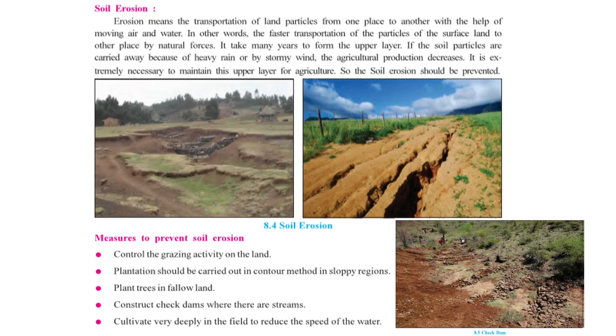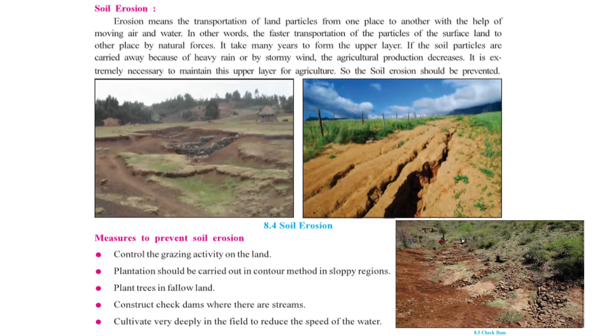What should be done to prevent soil erosion? So first, control the grazing activity on the land. Grazing activity, animals graze. Animals eat the upper area, the grass area, we have to control it. Yes, there should be a specific area where the grazing should take place. Animals should not be allowed to graze everywhere.